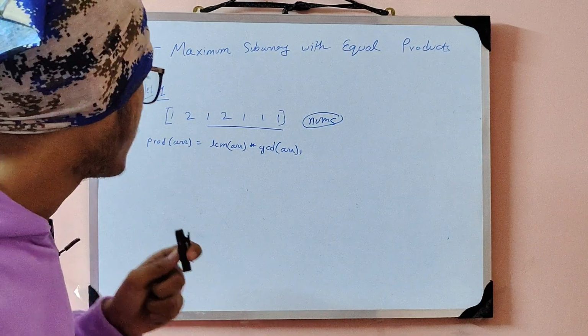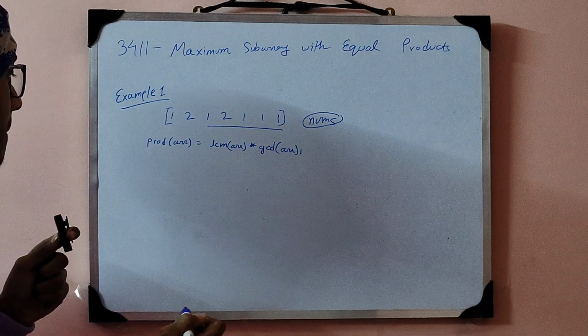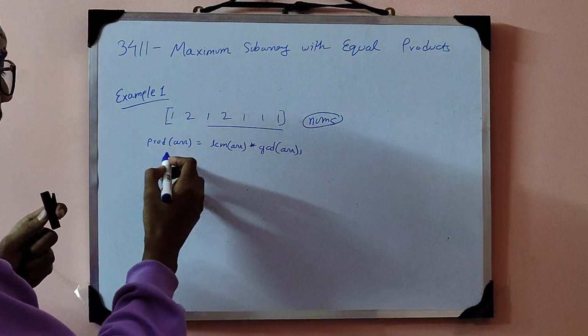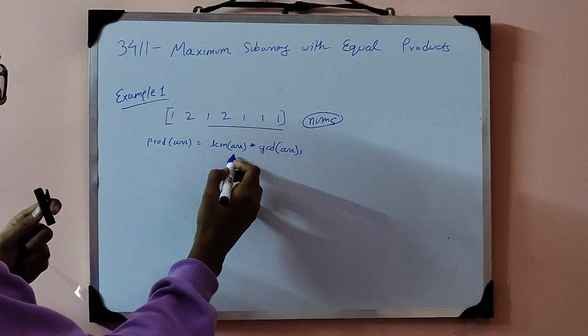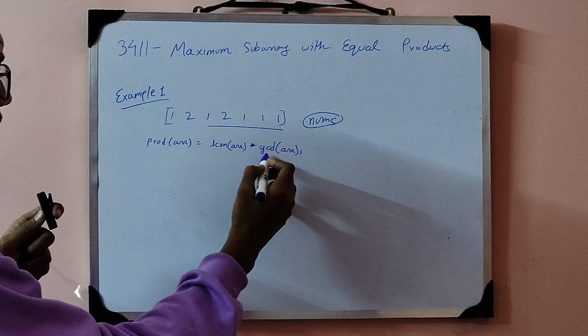So what is product equivalent? Product equivalent is nothing but the product of that part of the array should be equal to the LCM of that part times the HCF.